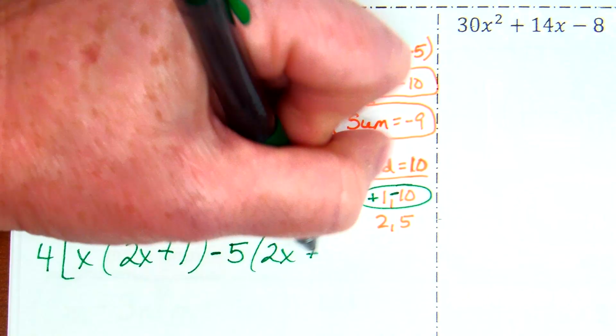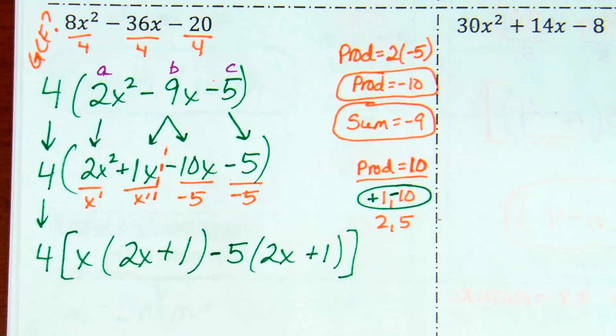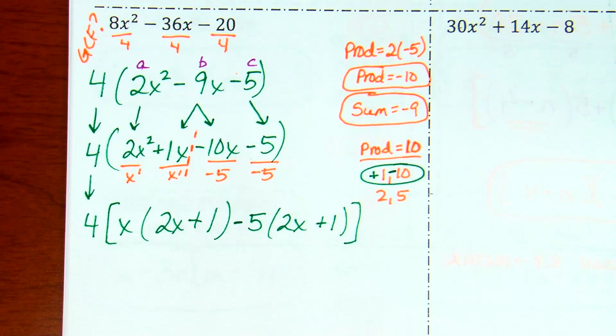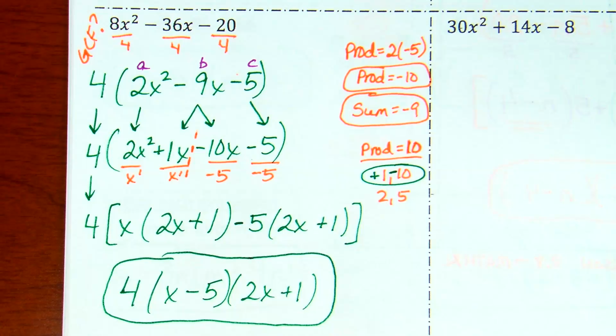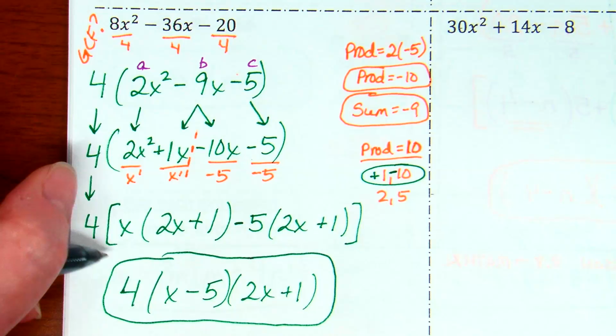What do you think? Did we do good? Yeah. Okay. So, final answer: 4, x minus 5. Okay. So 2x plus 1 was the matching parenthesis. X minus 5 were the GCFs we divided by in the previous step. And what about this 4? Go out front. Okay. So don't try and put it in with the x. It has to stay out front and be separate.